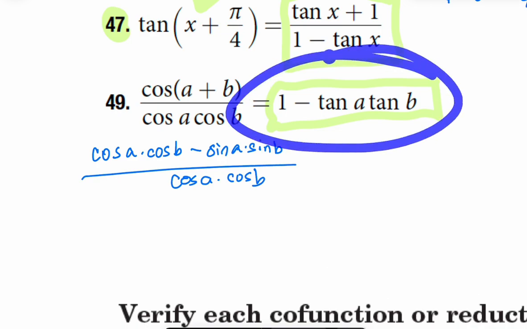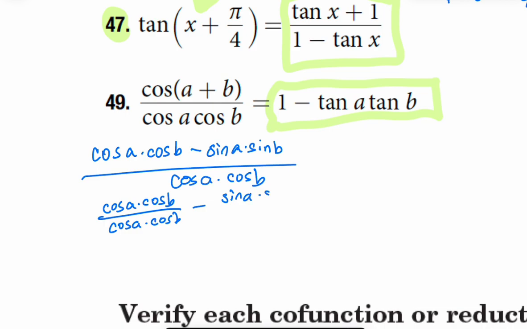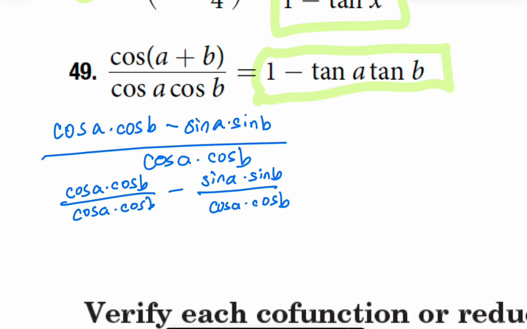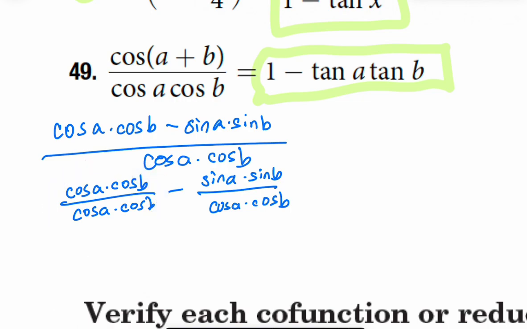I want two pieces. I have two pieces. I have a minus. I have a minus. So the fractions become the cosine of A times the cosine of B over the cosine of A times the cosine of B, minus the sine of A times the sine of B over the cosine of A times the cosine of B. Now keep glancing back at our answer for a moment. What is anything divided by itself? 1. So that's the one we were searching for.